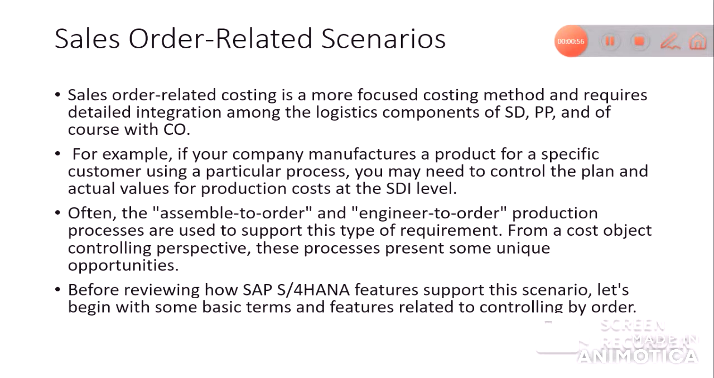For example, if your company manufactures a product for a specific customer using a particular process, you may need to control the plan and actual values for production costs at the SDI level. Often the assemble to order and engineer to order production processes are used to support this type of requirement.